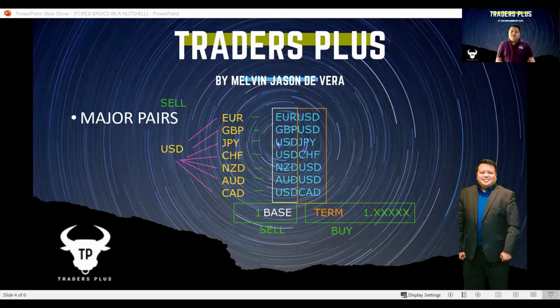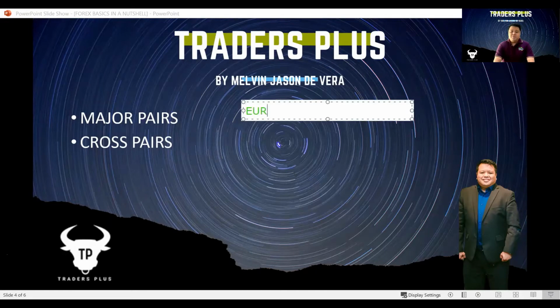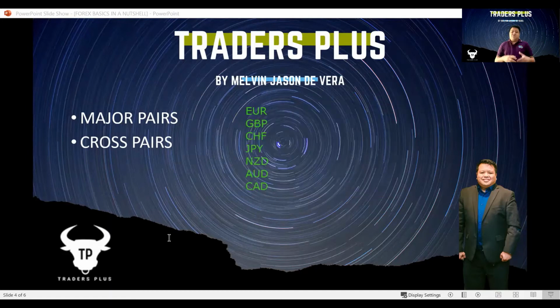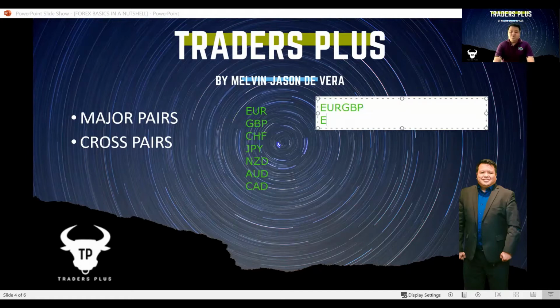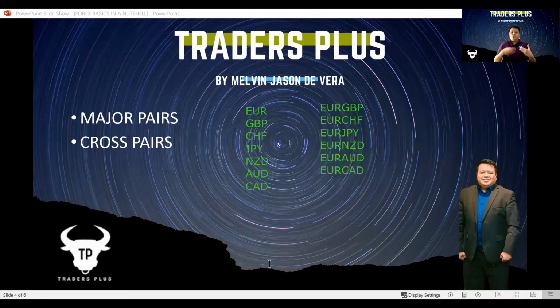Okay? Now, what about if we are going to pair each and every one of these without the dollar? Without taking reference of the US dollar. Okay, anong tawag doon? Yun yung tawag natin ay cross pairs. Okay, so doon sa cross pairs, we can actually again list all these currencies. So we have the euro, the pound, the Swiss franc, the Japanese yen, the New Zealand dollar, the AUD, and the CAD. Okay? So wala si US dollar sa eksena. If you pair, let's say, Euro GBP, Euro CHF, Euro JPY, Euro NZD, Euro AUD, and Euro CAD. So ito yung mga Euro cross pairs.